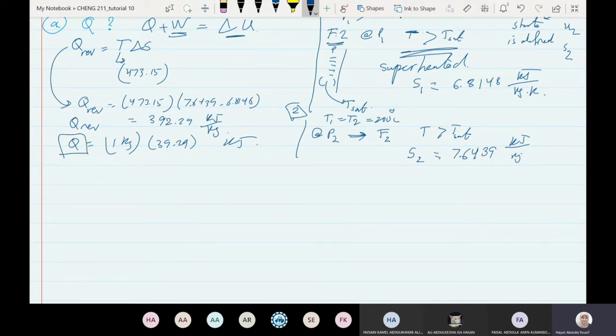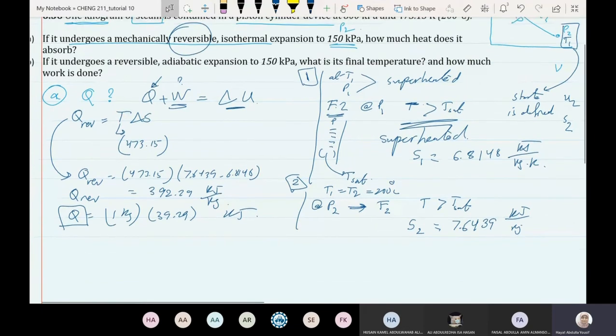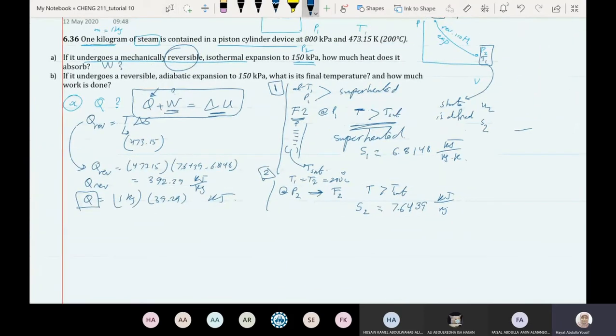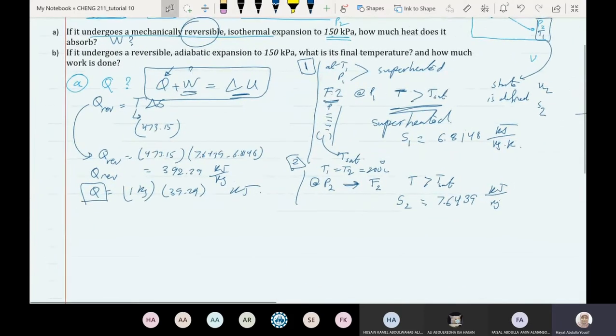But I can modify part A by asking, for example, how much is the work as well. Of course, if they ask for the work, then you would have to substitute in the first law of thermodynamics. I already explained that once you get Q, you can just substitute in this equation to find W, because delta U can be easily found using the same approach that I mentioned here on the left side. So that will end part A.